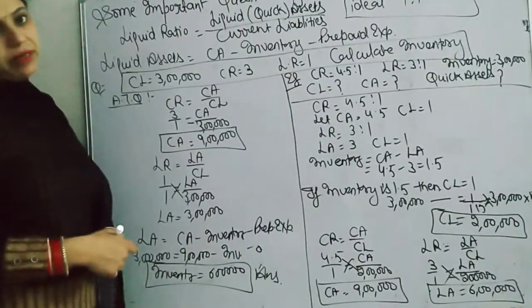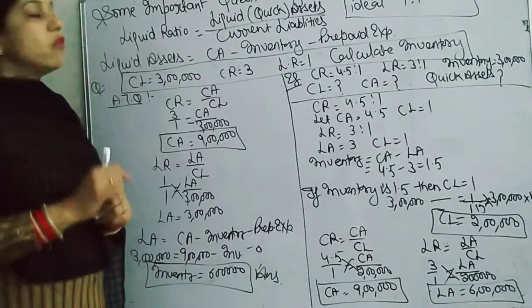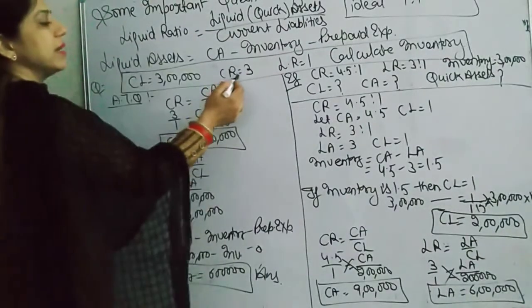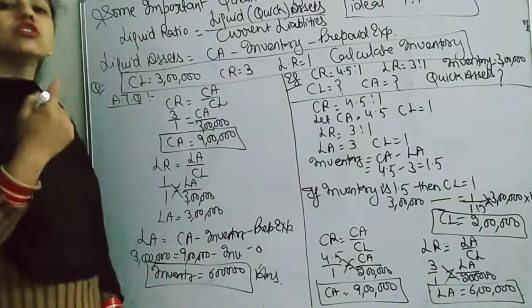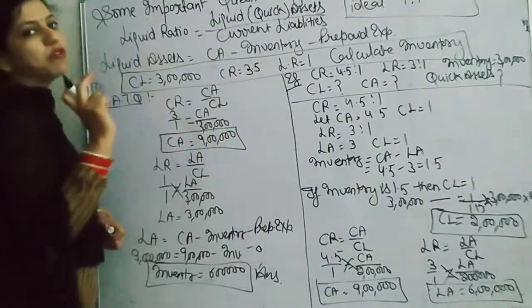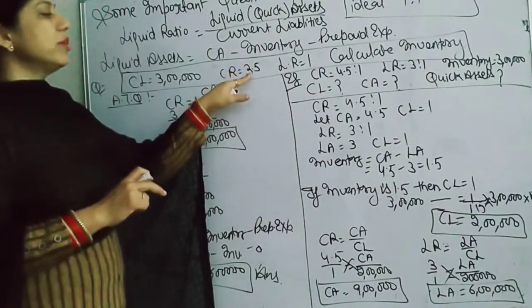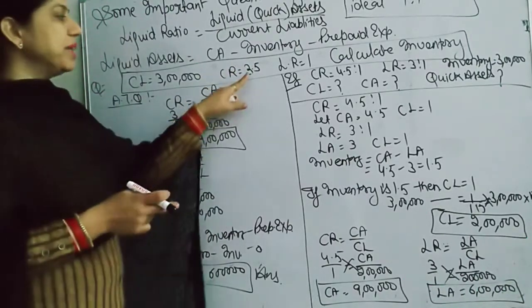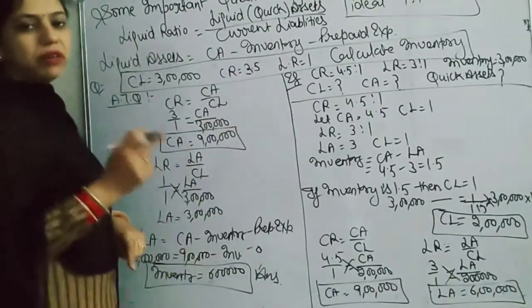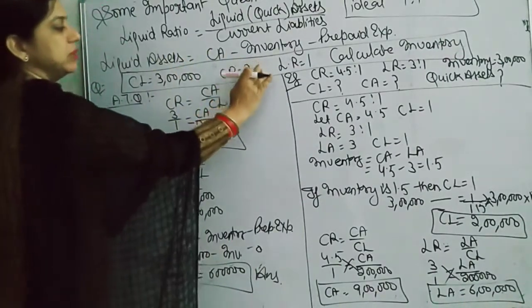How can we calculate it? While you are doing ratios, just keep one thing in mind: whichever ratio is given, start from that ratio. Here current ratio is 3, and 3 means 3 is to 1. If it is given as 3.5, watch this dot carefully, whether it is a single dot or a double dot. If it is a double dot, that means 3 is to 5. If it is a single dot, that means the ratio is 3.5 is to 1. So watch this dot carefully in the exam.